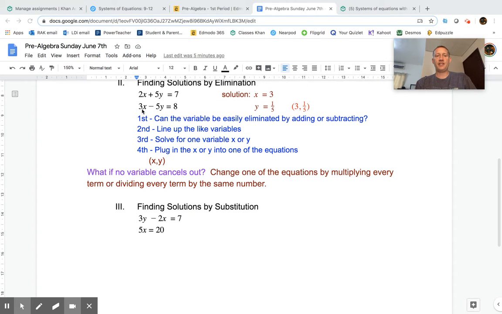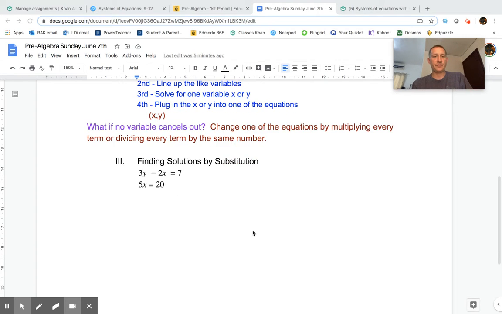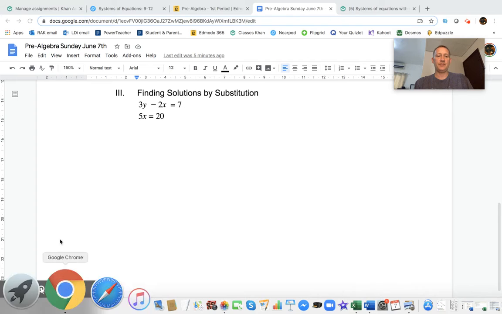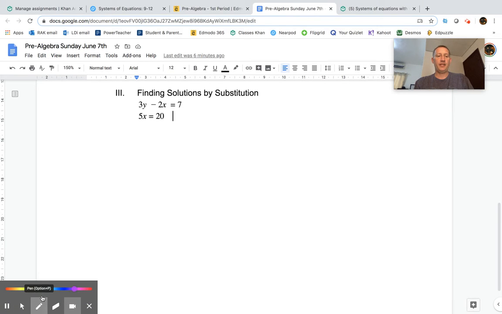Except it's not going to be nice and neat. It's not going to be in standard form for us to easily eliminate like that. So let's look at an example. So I have 3y minus 2x equals 7. That's one equation of our system. And then 5x equals 20. That's another equation of our system. Now look, this one's actually pretty nice because one of them has a y and an x, and the other one only has an x. I'm going to put these brackets that show that these two go together. So it makes sense to solve for x, and then I can substitute that in for this x.